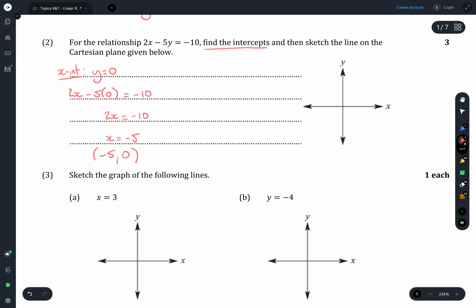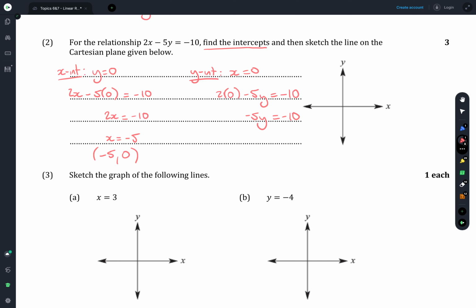And we'll just hold on to that for a second. Now we're just going to do the same thing with the y-intercept. So to find the y-intercept, we make x equals 0. So substituting that into the equation, I have 2 times 0 minus 5y equals negative 10. So 2 times 0 is obviously 0, leaving me with negative 5y equals negative 10. And then dividing both sides by negative 5, I'll get y equals 2. So therefore, I have 0, 2.